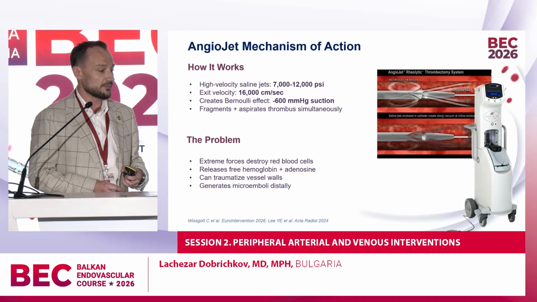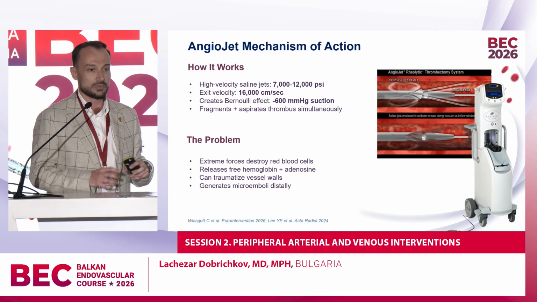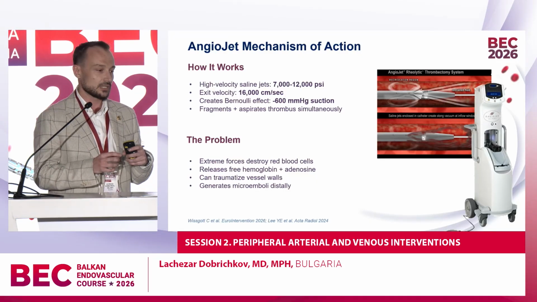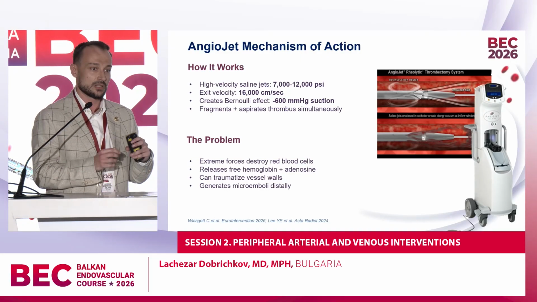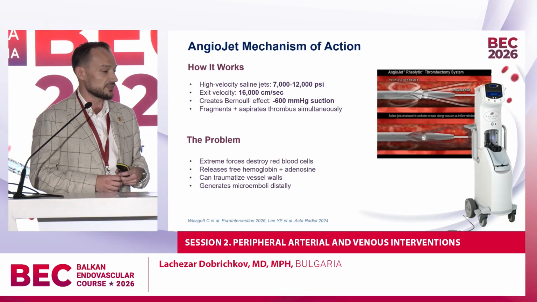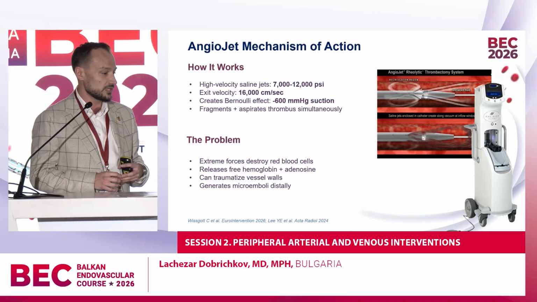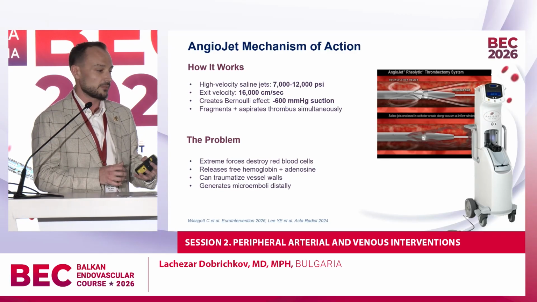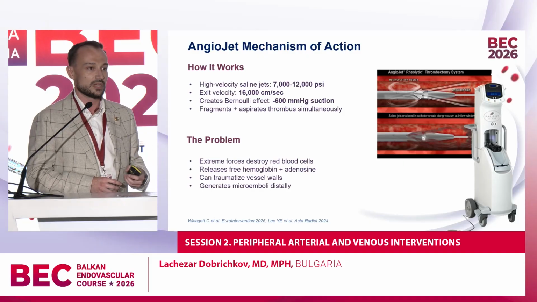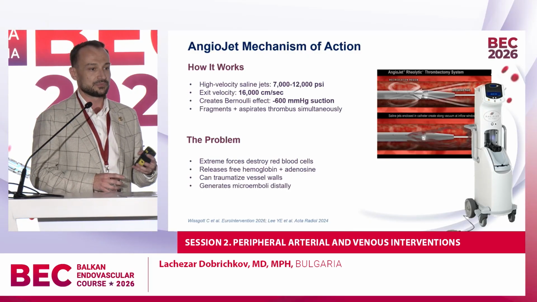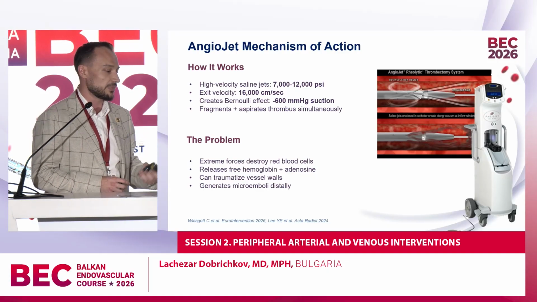High jet saline streams move from the tip of the catheter backwards through the lumen of the catheter, which has a shape like an hourglass. There are two small holes in the narrow part of the tip of the catheter. First, the jets spray into the thrombus, causing fragmentation of the thrombus, and after that, the high-velocity jets, which are moving backwards, cause the Bernoulli effect. So a negative pressure occurs, and the thrombus fragments are sucked into the catheter back to the machine.